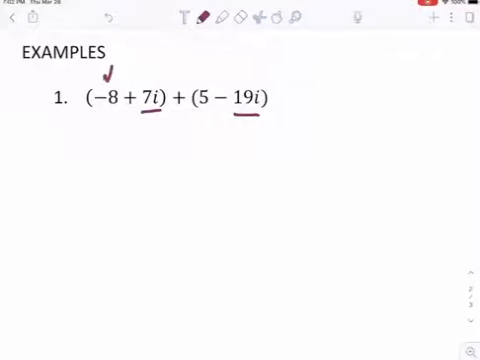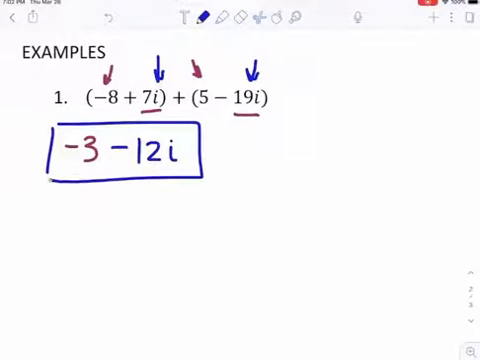So I'm actually going to combine the negative 8 and the 5, and that's going to become negative 3. Let me do this in a different color. Then I'm going to combine the 7i and the negative 19i, and that's negative 12i, and then that's literally it. We're done. Okay, when we're adding, the parentheses actually don't mean anything. It's just kind of grouping the complex numbers and separating them between the two. But you're literally just combining like terms, and then you're done.